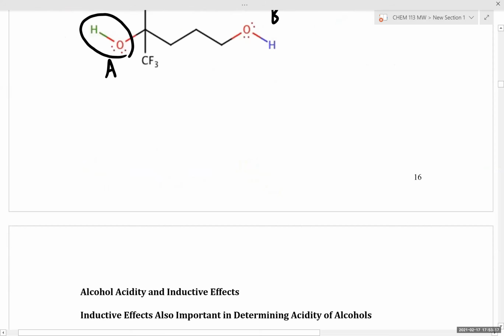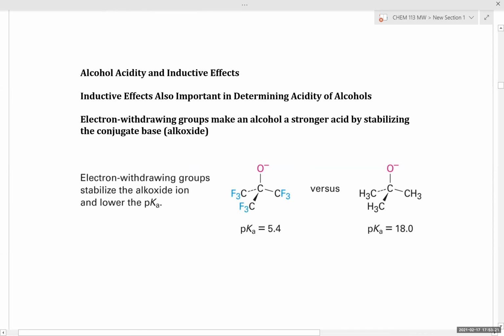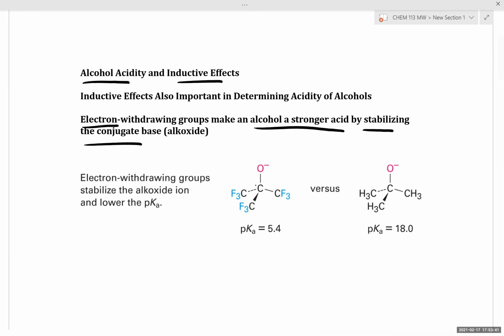Okay, so let's keep going, and let's just reiterate this idea of alcohol acidity and inductive effects. Electron withdrawing groups make an alcohol a stronger acid by stabilizing the conjugate base. So when you have more electron withdrawing groups, in general, you see a more acidic alcohol and a lower alcohol pKa.